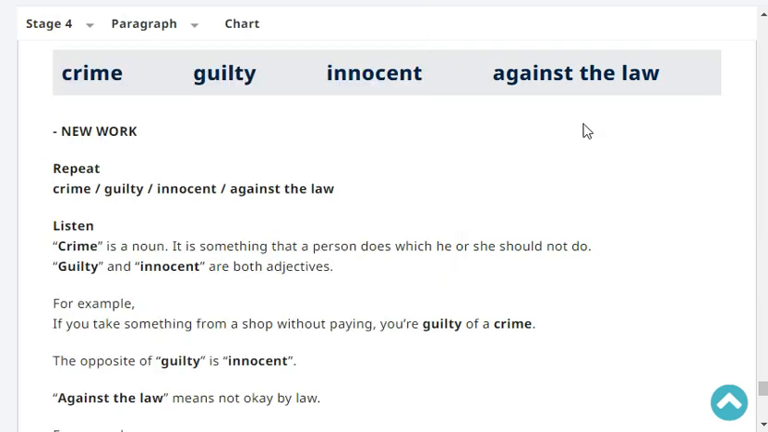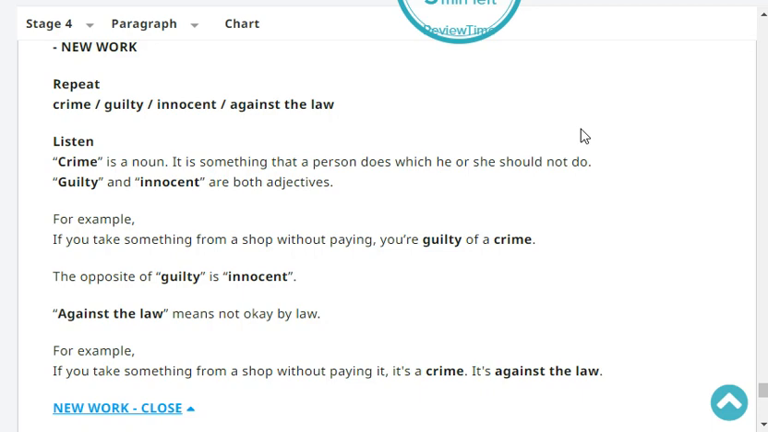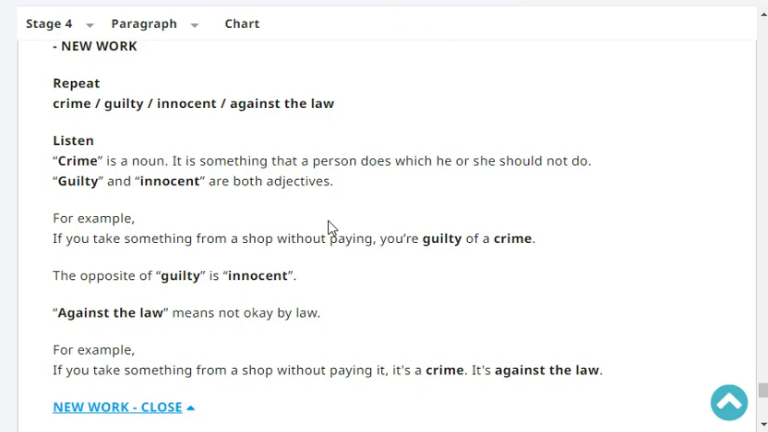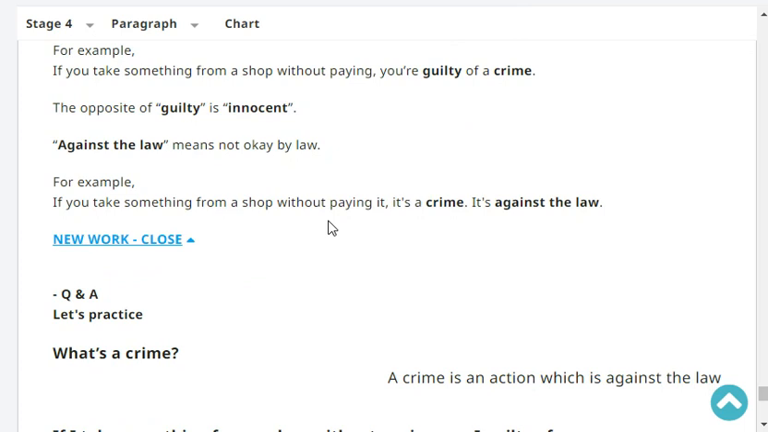Crime is a noun. It is something that a person does which he or she should not do. Guilty and innocent are both adjectives. For example, if you take something from a shop without paying, you're guilty of a crime. That's theft. The opposite of guilty is innocent. Against the law means not okay by law. For example, if you take something from a shop without paying, it's a crime. It's against the law. Let's practice.